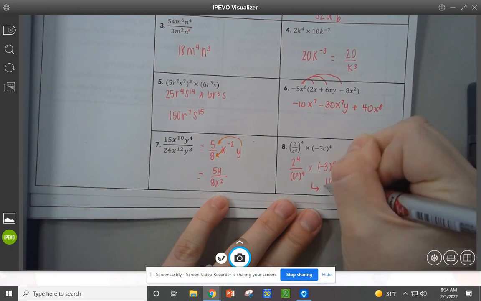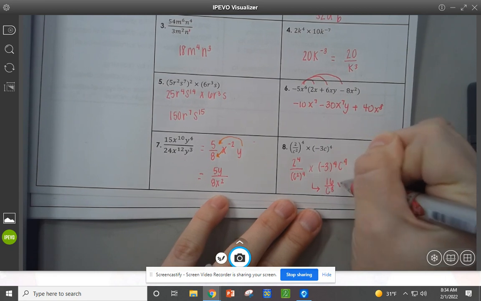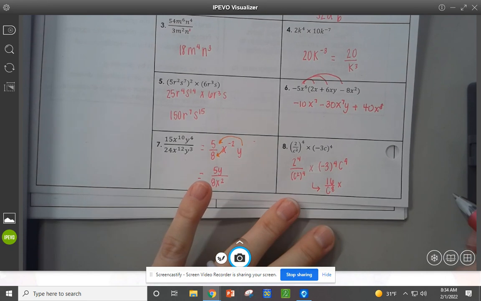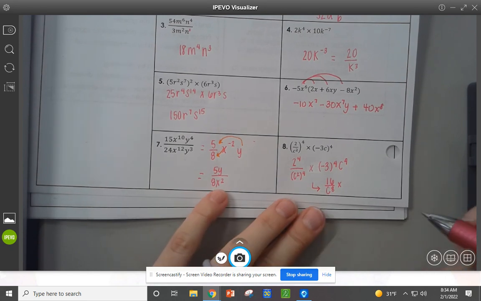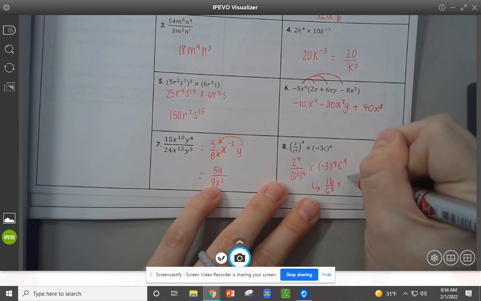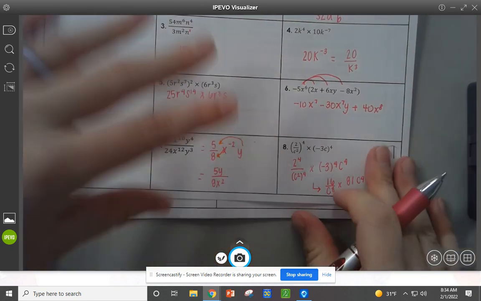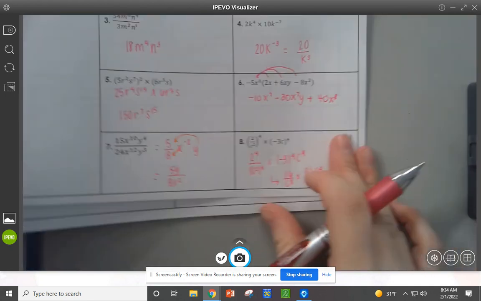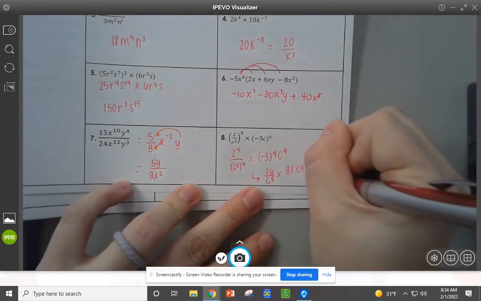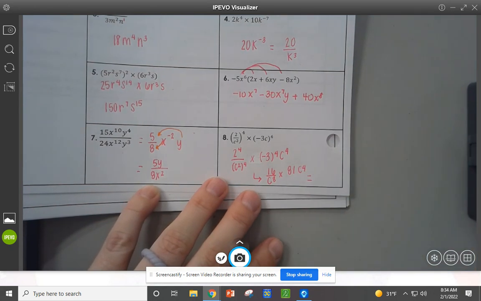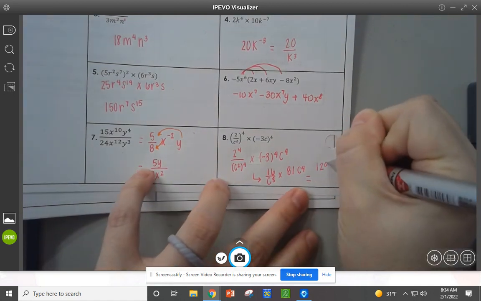This would be 16 over c to the 8th times. What's negative 3 to the 4th power? 81 c to the 4th. All right, now when I multiply 16 times 81, that's 1,296.